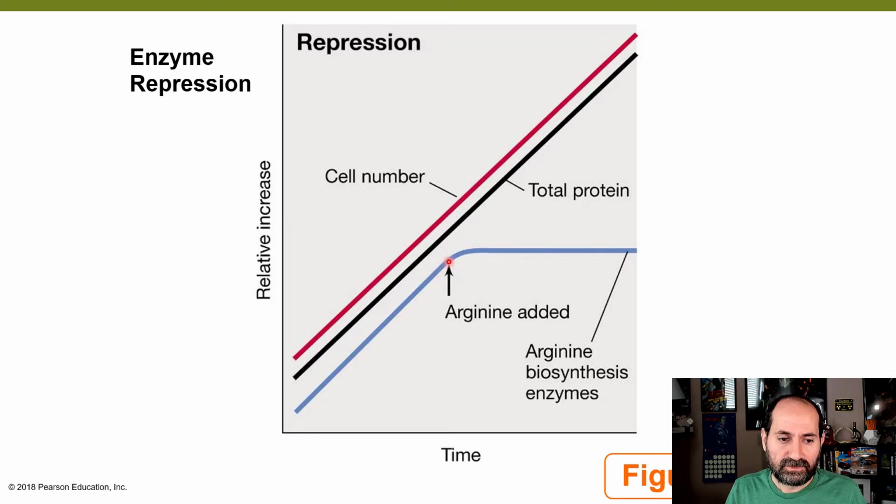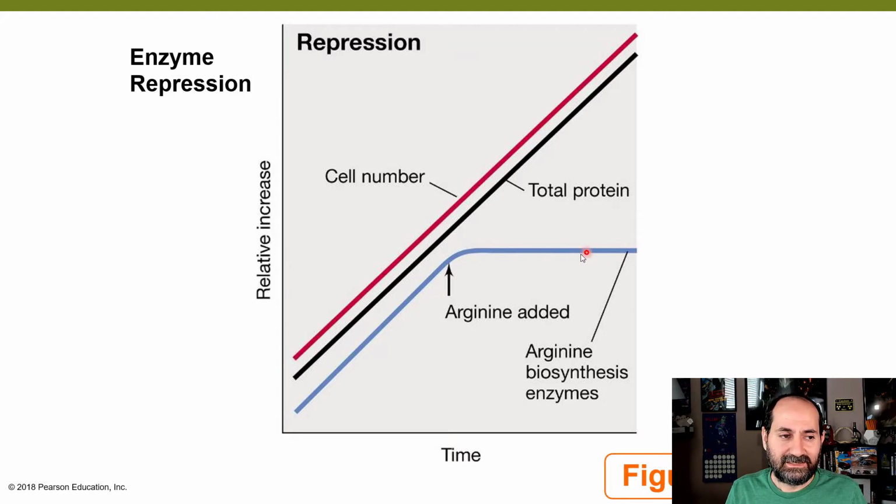However, if the experimenter were to spike in arginine at this point, like actually add arginine, or if the microorganism were to come across an arginine source, arginine is an important amino acid, well then you see the negative control kick in. The cell would stop making the enzymes that make arginine, and you see here that the arginine biosynthesis enzymes would stall out. So you've turned off gene expression of those arginine synthesizing enzymes.